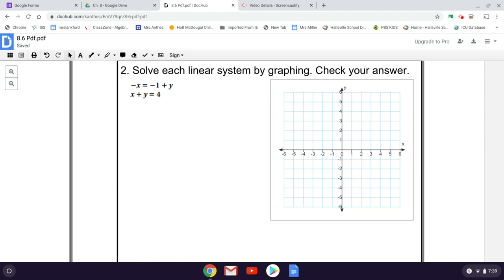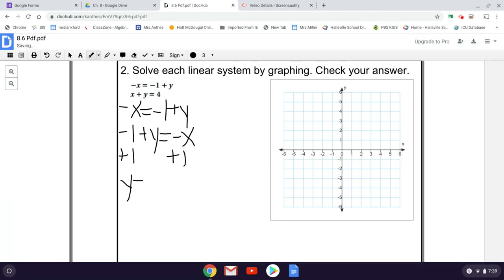Okay, so let's look at number 2. We are going to graph number 2 by putting these into slope-intercept form, which would be the easiest way to do this. So I'm going to rearrange them both. The first one is negative x equals negative 1 plus y. For slope-intercept form, I usually have y on the left, so I'm just going to flip this whole thing and put negative 1 plus y equals negative x. Then all I have left to do is add 1 to both sides to get y by itself. So y equals negative x plus 1.